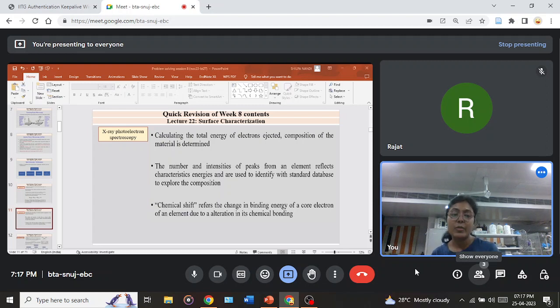So this particular chemical shift is referred to as the change in the binding energy of the core electron of the element, which is due to the alteration in its chemical bonding. So you should remember this: what is this chemical shift and how does it occur.